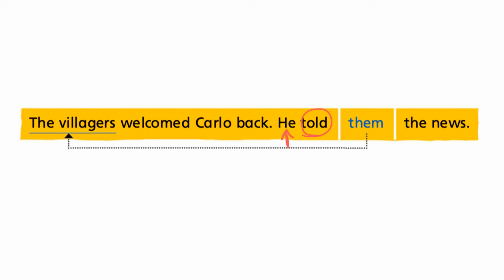What did Carlo tell? That's right, the news. This is the direct object. Remember, it directly receives the action. Who received the news? Yes, the villagers. Here, them. We call this the indirect object. This is the receiver of the direct object.